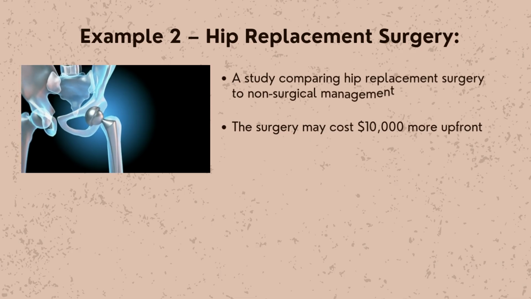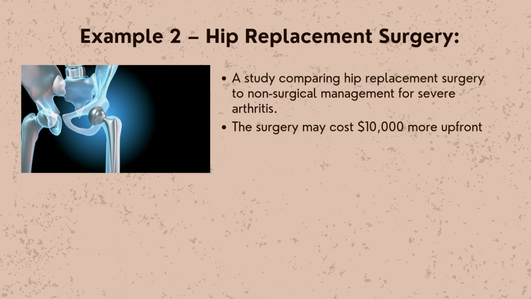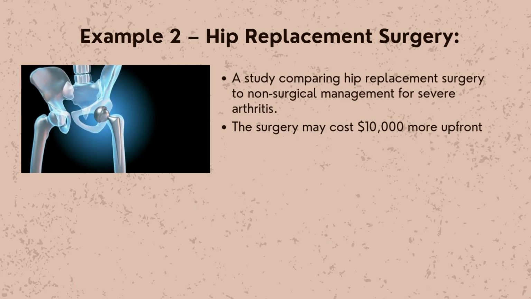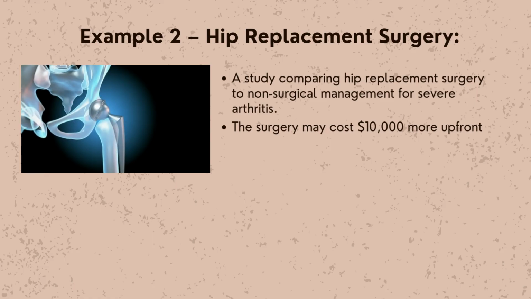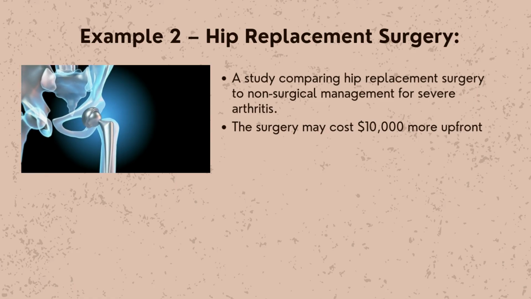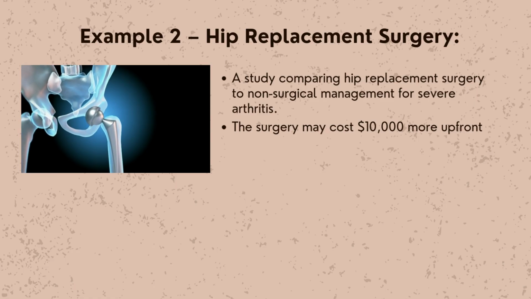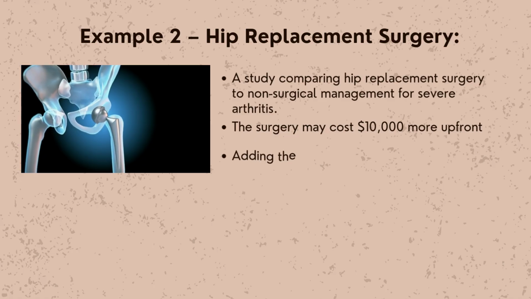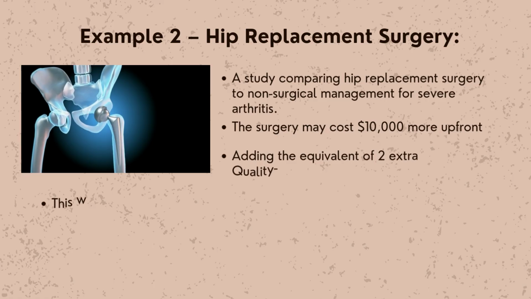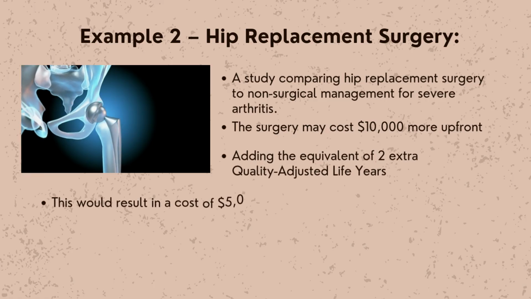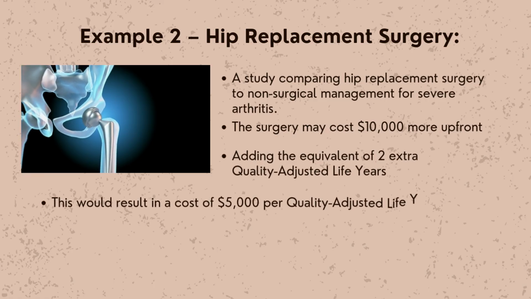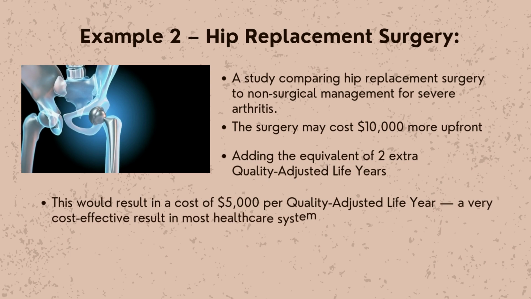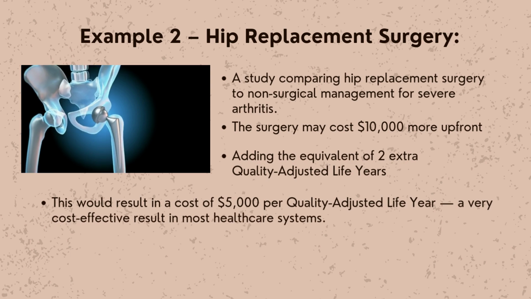Imagine a study comparing hip replacement surgery to non-surgical management for severe arthritis. The surgery may cost $10,000 more upfront, but patients gain significant improvements in mobility and quality of life, adding the equivalent of 2 extra quality-adjusted life years. This would result in a cost of $5,000 per quality-adjusted life year, a very cost-effective result in most healthcare systems.